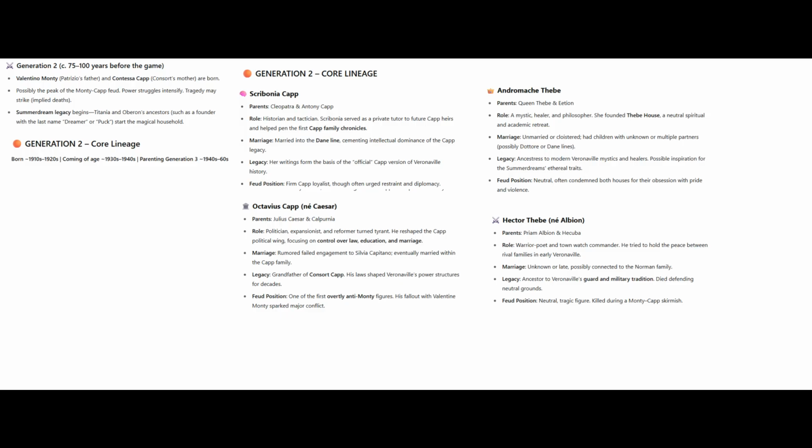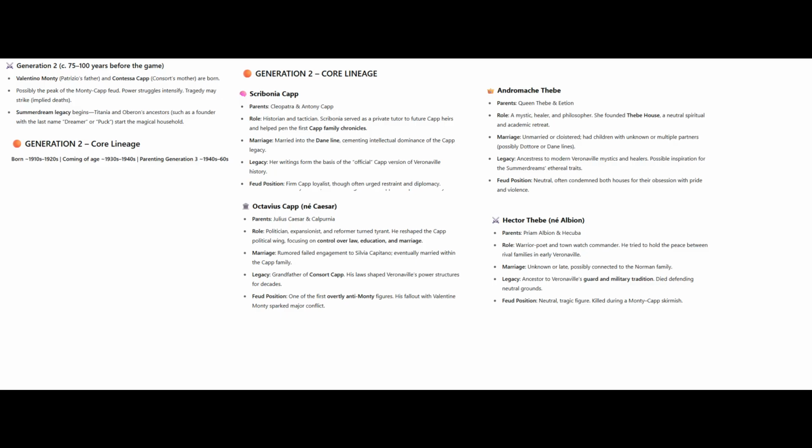Feud position, neutral, often condemned both houses for their obsession with pride and violence. I could see this because she and her husband are popularity sims. But their son clearly went a completely different direction.